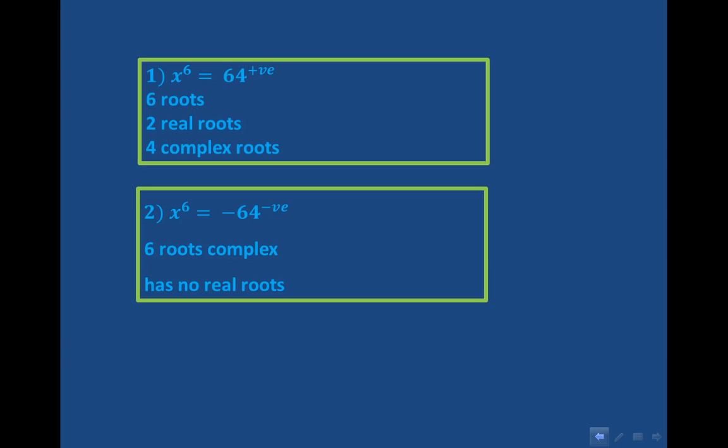x power 6 equals negative 64. This is a negative value. x here has an even power and the result is a negative number. This equation has 6 complex roots. Take care, x has an even power and the result is a negative number. Here, this equation has 6 roots and has no real roots.